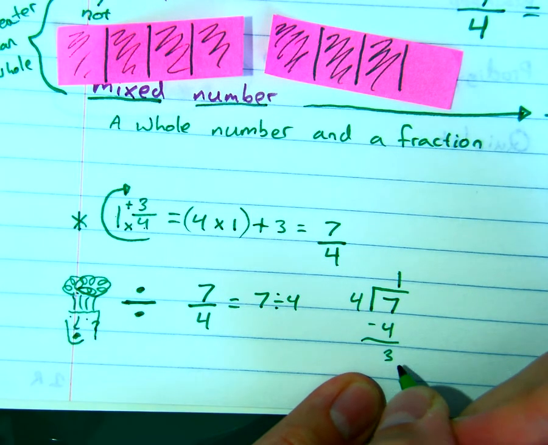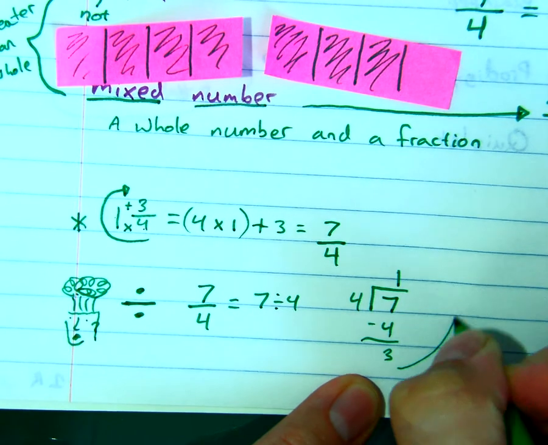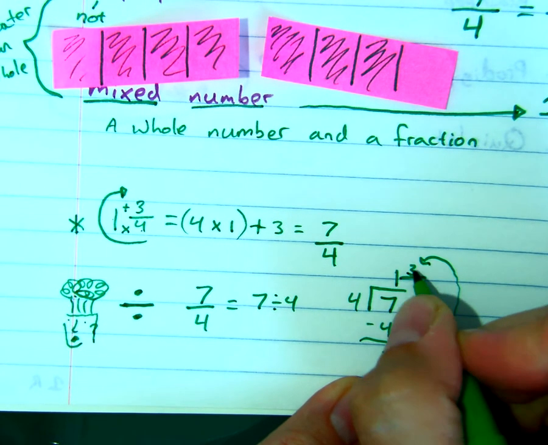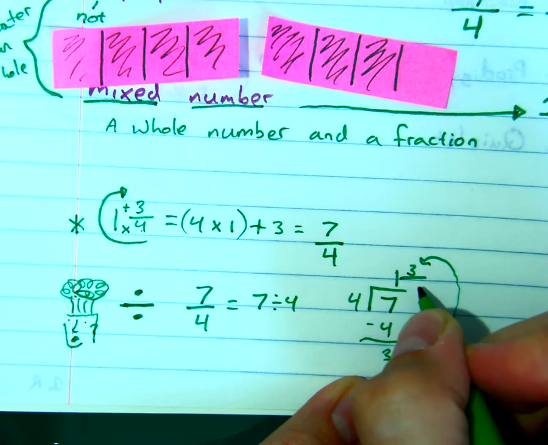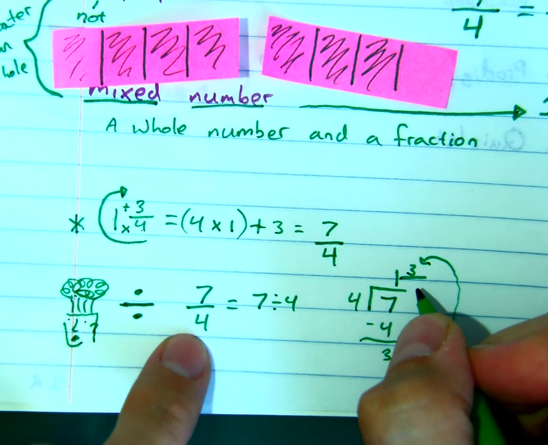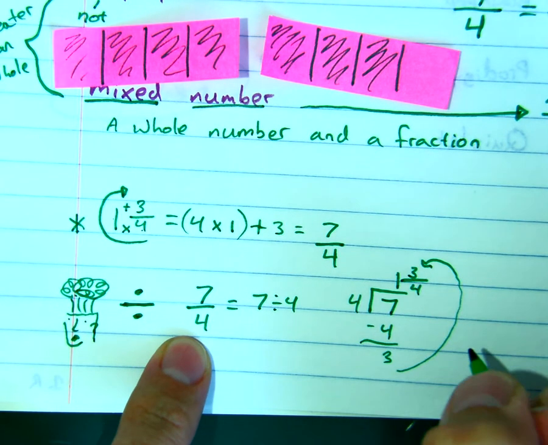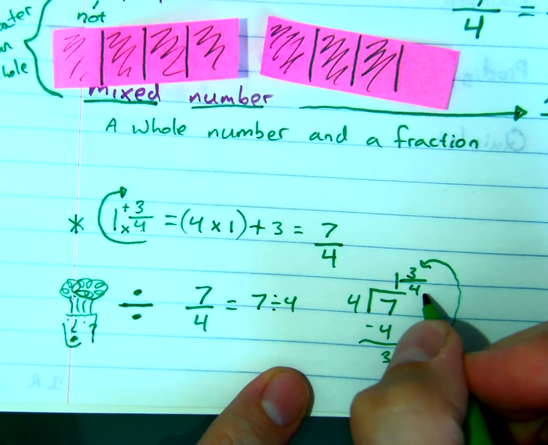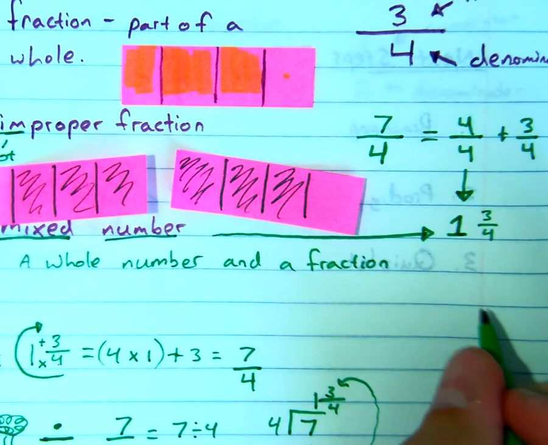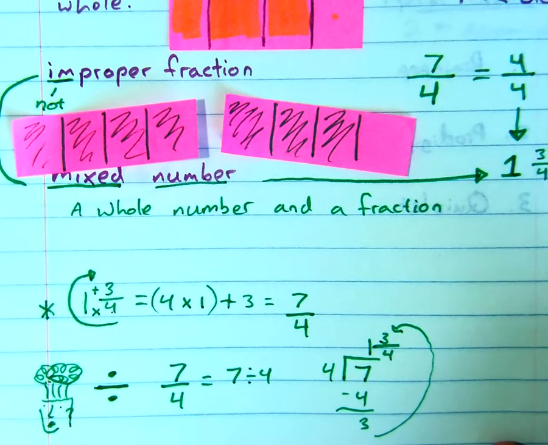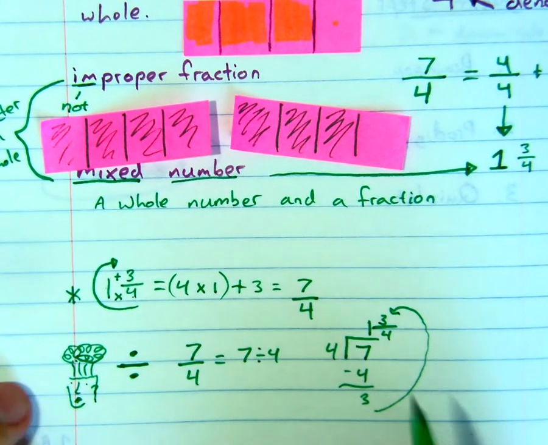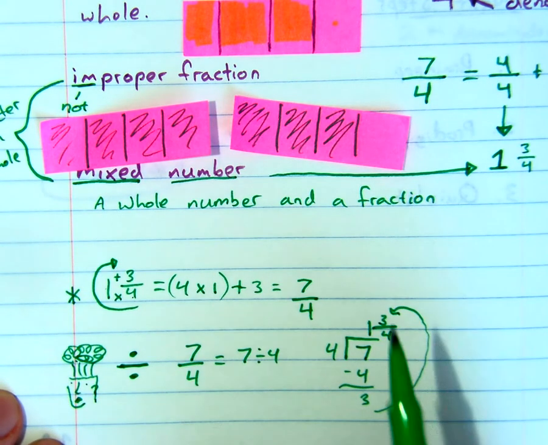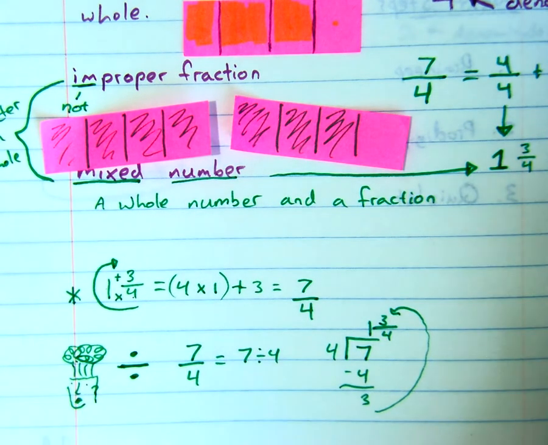My remainder, I'm going to bring it up to the top. 3. That's what's left over. It's the part. It's the fraction. And the whole number is 1. So 7 divided by 4 is 1 3/4, which is our mixed number. So this is how they're related and interchangeable. It's a relationship between division and the total number of parts in each whole number. All right.